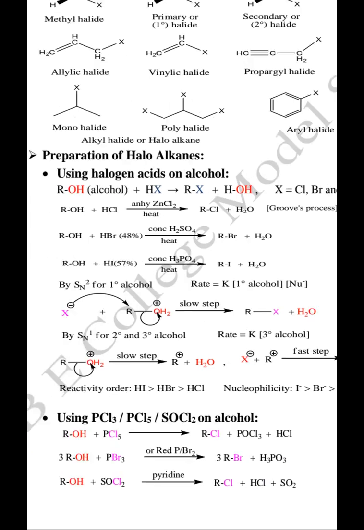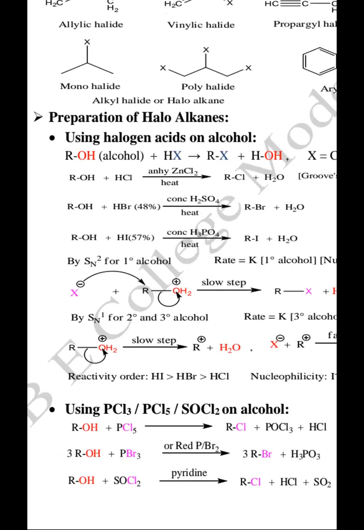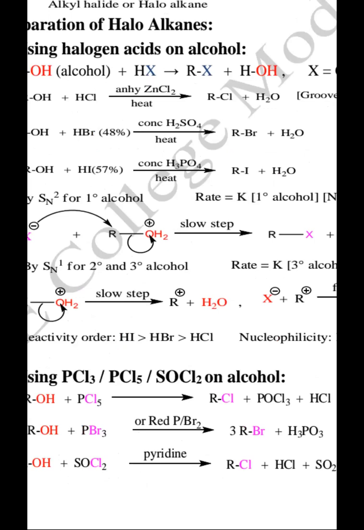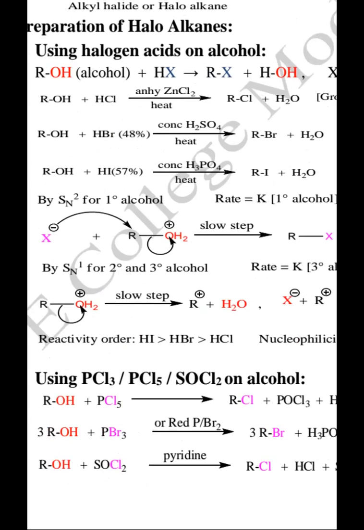The next method of preparation is using PCl3, PCl5 or SOCl2. These are halogenating agents. We use these with alcohols. We can see the next few reactions. In these cases, OH is the leaving group marked in red. Chlorine, bromine are the incoming group marked in pink.